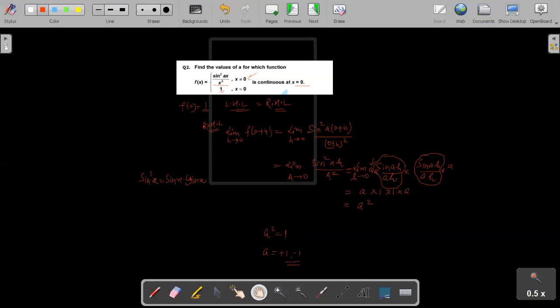Sarthak, Aniket, any doubts, beta? No doubt, so understood. Yes, sir, understood, sir. So did you get that mistake which you were doing before I started solving this question? Yes, sir, understood.